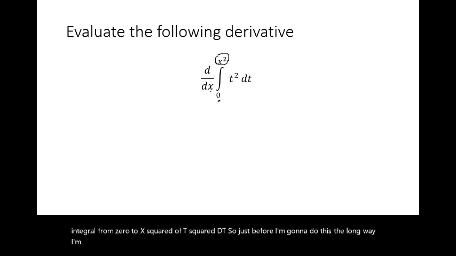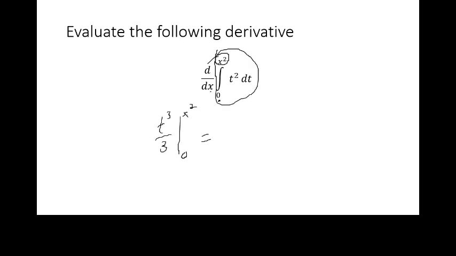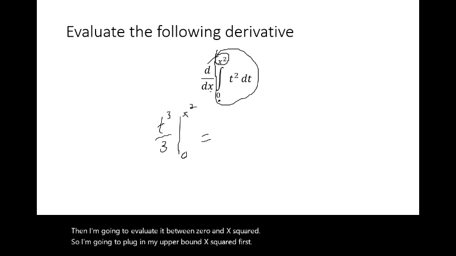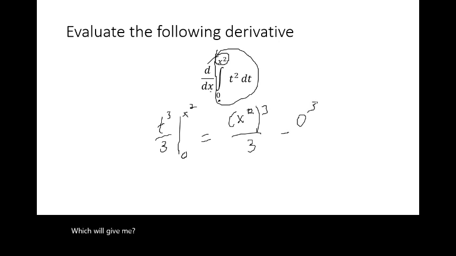So, evaluating just the integral first, I'm going to get the general antiderivative, which is t cubed over 3. Then I'm going to evaluate it between 0 and x squared. So I'm going to plug in my upper bound x squared first, which will give me x squared to the third power over 3 minus 0 to the third power over 3, which I think we're all in agreement comes out to 0, but, moving on.